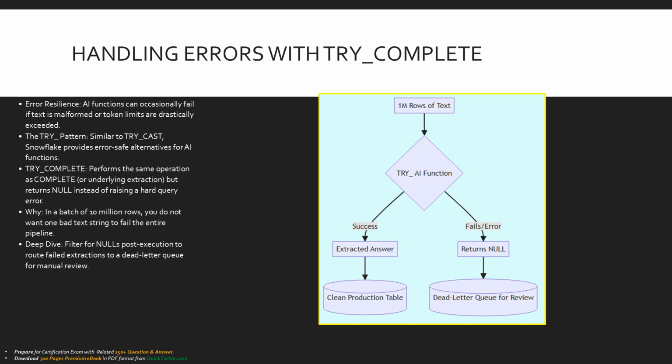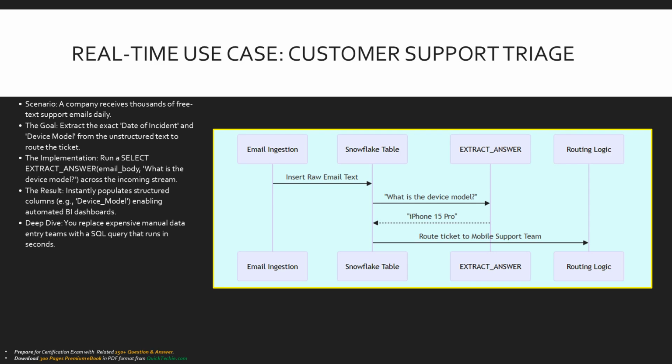This pipeline diagram shows how to build for resilience. We feed 1 million rows of text into a try AI function block. The workload splits. Successful extractions take the left path, returning the answer and flowing into the clean production table. When a row fails, it takes the right path, returning a null instead of an error, which we systematically route to a dead letter queue for manual review. Your pipeline never breaks.